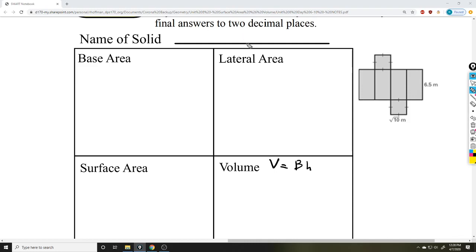This is still a prism, and the bases here are squares. So we're going to call this a square prism. And area of the base is going to be our side length squared, or base times height, but all the sides are square root of 10. So you're going to have square root of 10 squared, which hopefully you remember from when we did a bunch of these. Square root of 10 squared, those undo each other, and I just get 10.